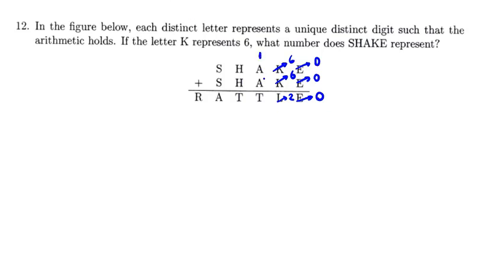So here we conclude 2a plus 1 mod 10, the ones digit, is t. So t is odd. And because t is odd, here h we have a carry here.